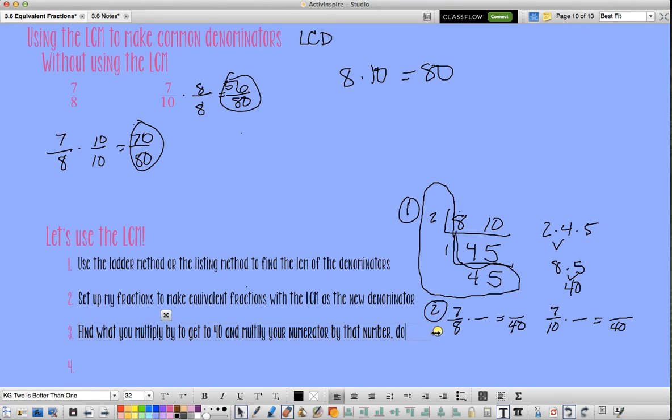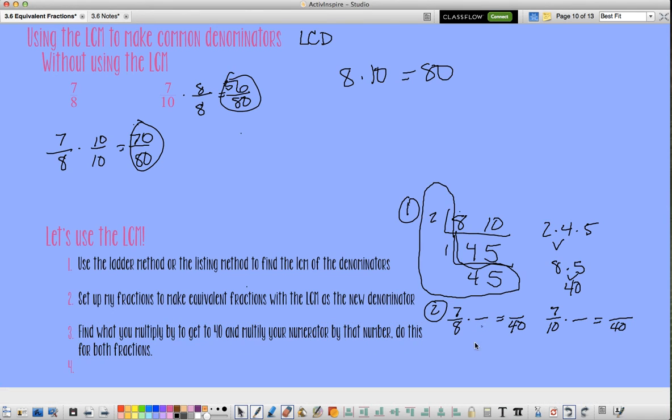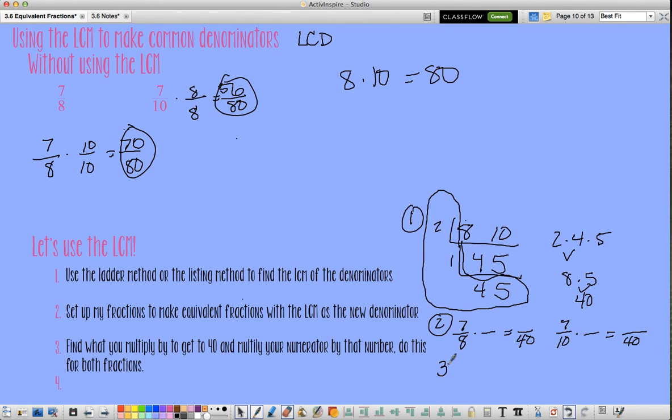Do this for both fractions. Okay, so in this case, I multiplied, so step 3. And step 3, we'll say, is what I do in pink. So I multiplied by 5, so I have to multiply by 5, and I get 35. And I multiplied by 4, so I multiply by 4, and I get 28.